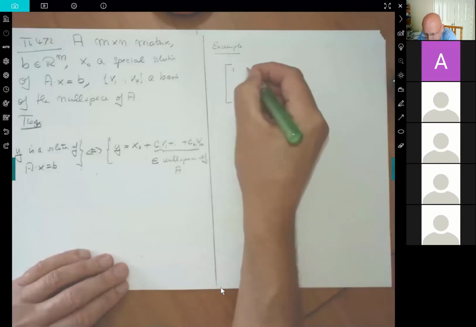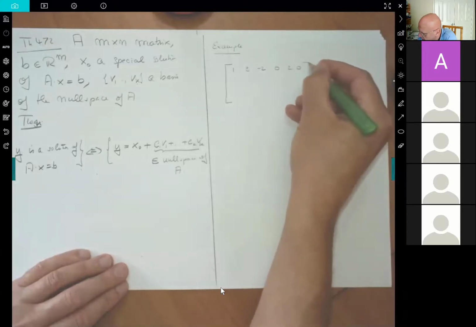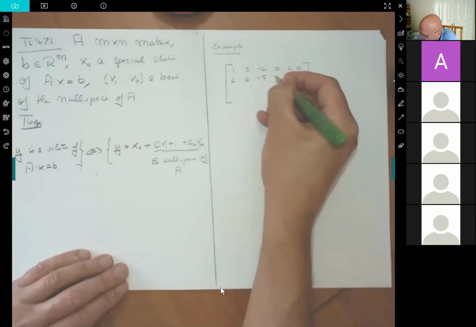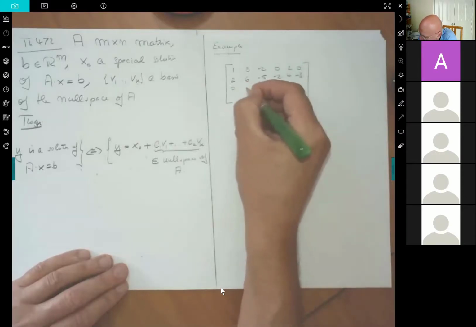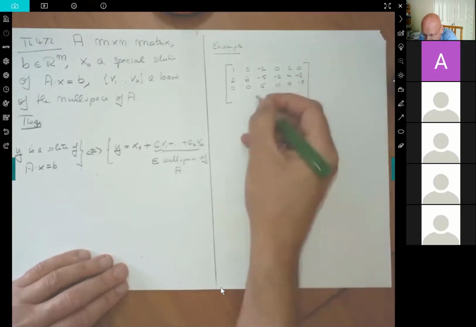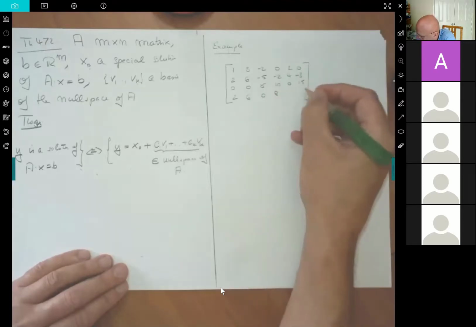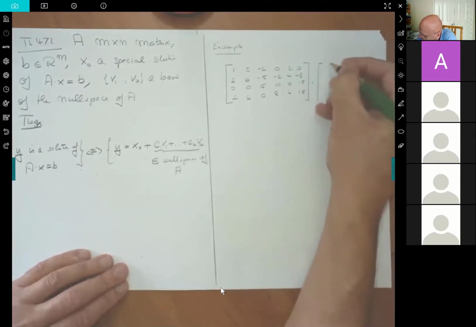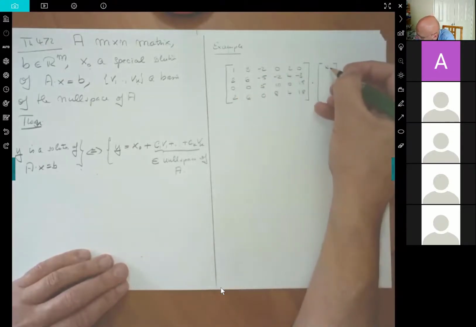So we have 1, 3, -2, 0, 2, 0. Then we have 2, 6, -5, -2, 4, -3, 0, 0, 5, 10, 0, 15. And then we have 2, 6, 0, 8, 4, and 18. Times, now comes our vector of unknowns or variables. We have 1, 2, 3, 4, 5, 6 columns, so we need 6 variables.